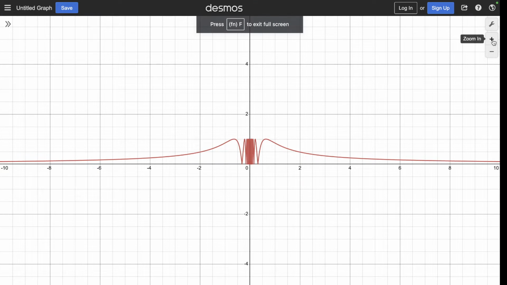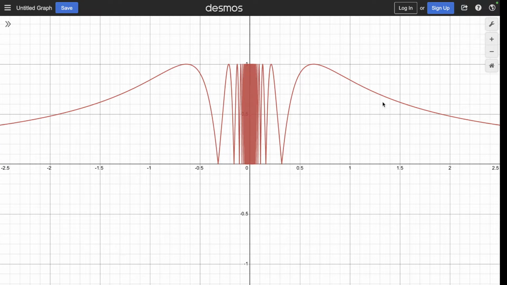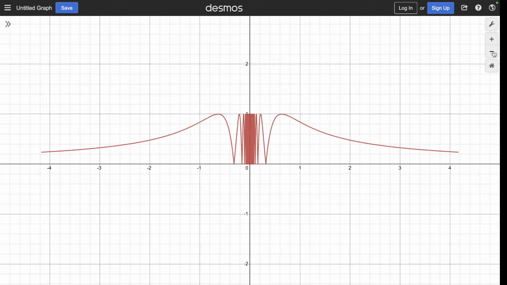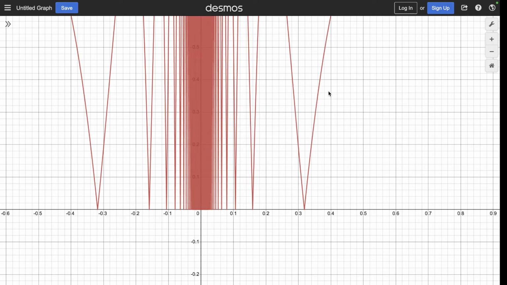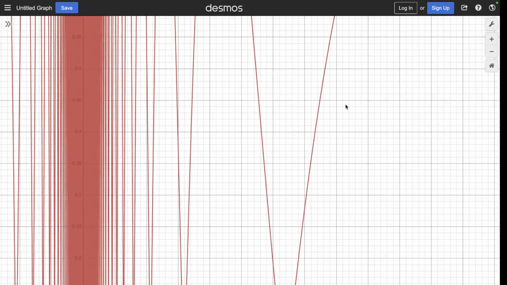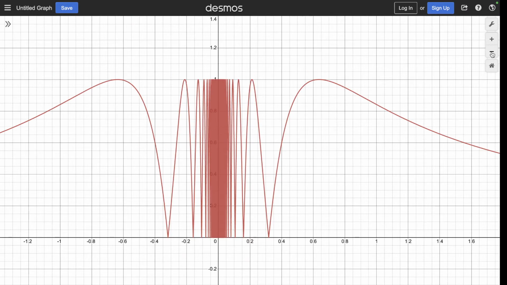This is the graph. This point is 1. Mod of sine 1 by x. This is the mod of sine. This is 0, this is the x-axis, this is the y-axis. If we enlarge this graph, this is the point 1, this is 0.